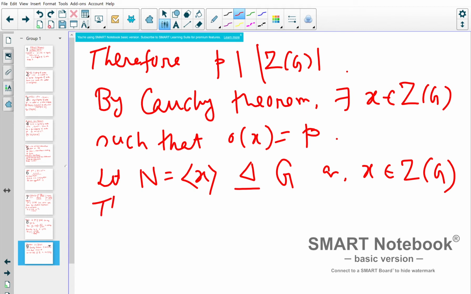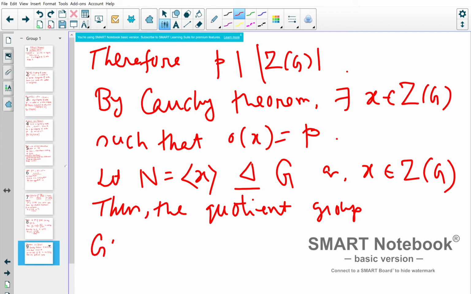So thus the quotient group G mod N has order less than, obviously, the order of the group G, right? Because you have quotiented out by that thing, so your order becomes less, right? So now we will use the induction hypothesis on G mod N.